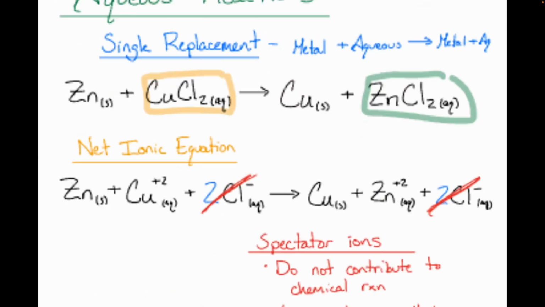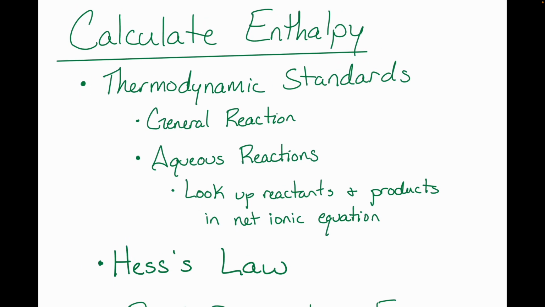Okay, so today we are going to be talking about a third way to calculate enthalpy. Just to remind you, at the end of last week we introduced how to calculate enthalpy using that thermodynamic standard page. Then this week we said we have an added complication if we have an aqueous reaction, because those ions dissociate and not all of them are participating in the chemical reaction, some are just spectator ions. We have to use our net ionic equation and look up the reactants and the products using that net ionic equation.